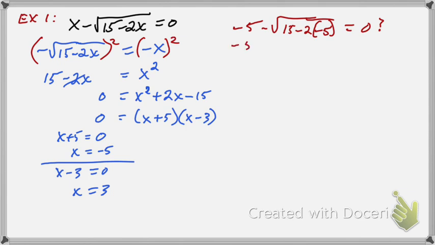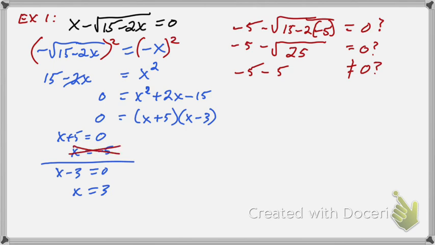So I've got minus 5, minus, I've got negative 2 times negative 5 is negative 10. Added to the 15 gives me 25. Does that equal 0? No, it doesn't. So I know this solution doesn't work. It looked good, but it doesn't work.